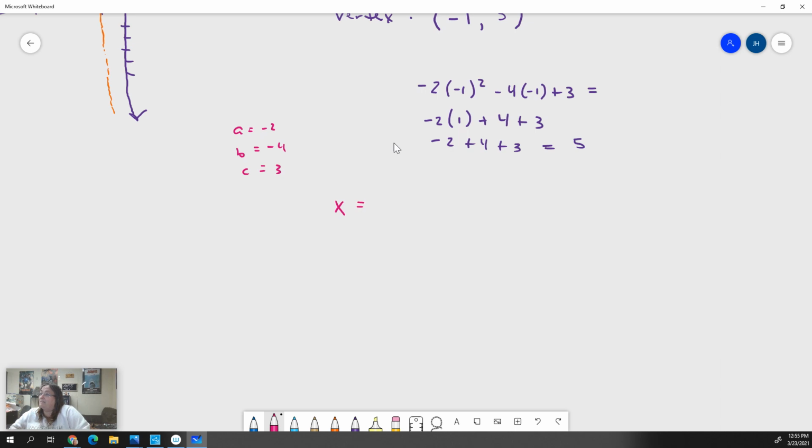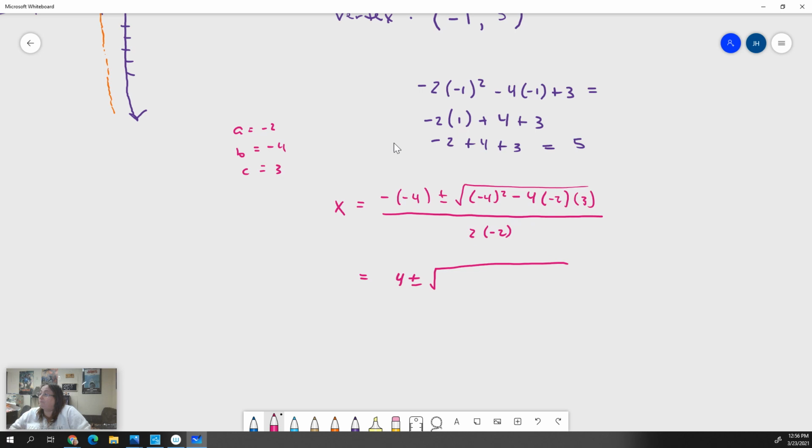So for us, it would be x equals minus b. Well, remember that's minus 4 plus or minus 4 squared minus 4 times a, which is negative 2, and c, which is 3. I don't know what this is going to look like because I just made this problem up in my head, over 2 times a, which is negative 2. But it doesn't matter because it'll still graph. It's still quadratic. Just might be an ugly number that I wind up with at the end.